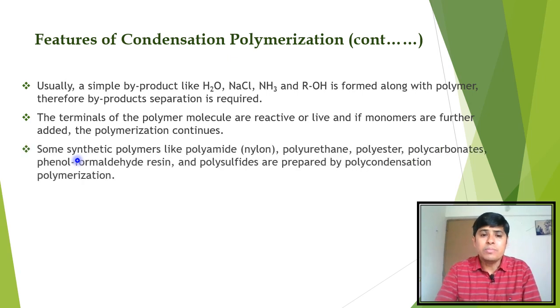Some synthetic polymers like polyamide, such as nylon, polyurethane, polyester, polycarbonate, phenol formaldehyde resin and polysulfides are prepared by polycondensation polymerization. These polymers are synthesized by condensation polymerization: polyamide, polyurethane, polyester, polycarbonate, phenol formaldehyde resin and polysulfides.